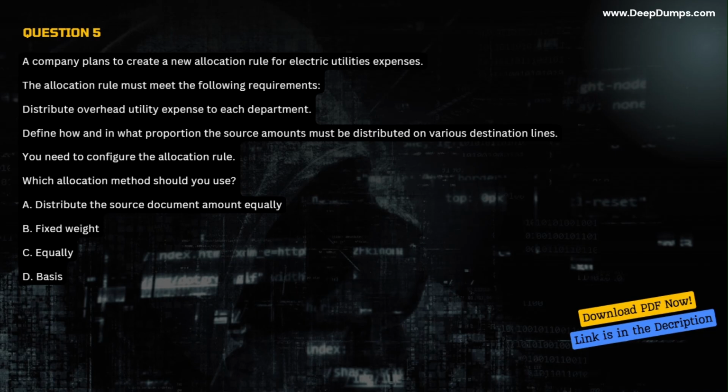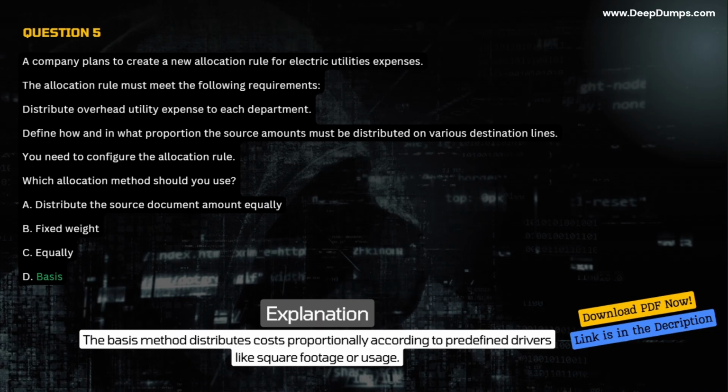A. Distribute the source document amount equally. B. Fixed weight. C. Equally. D. Basis. Correct answer: D. Basis. Explanation: the basis method distributes costs proportionally according to predefined drivers like square footage or usage.